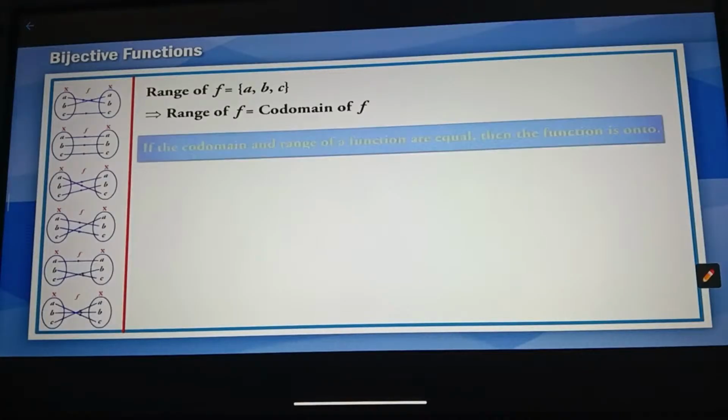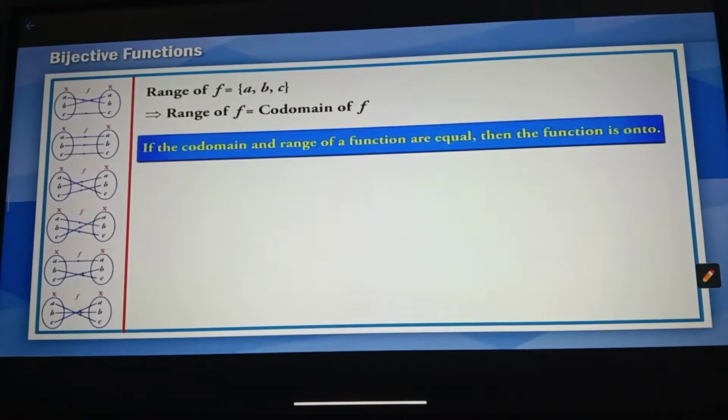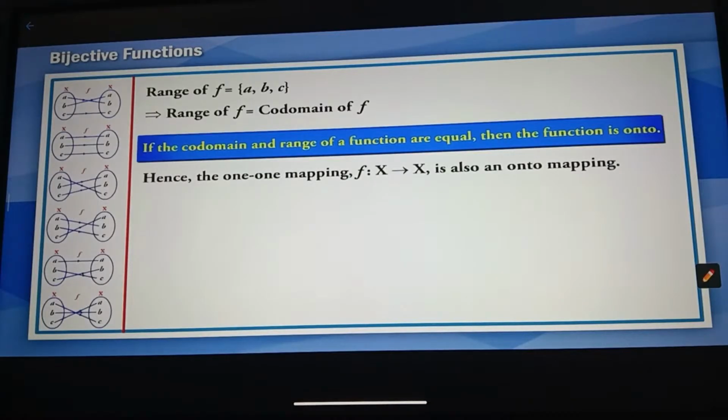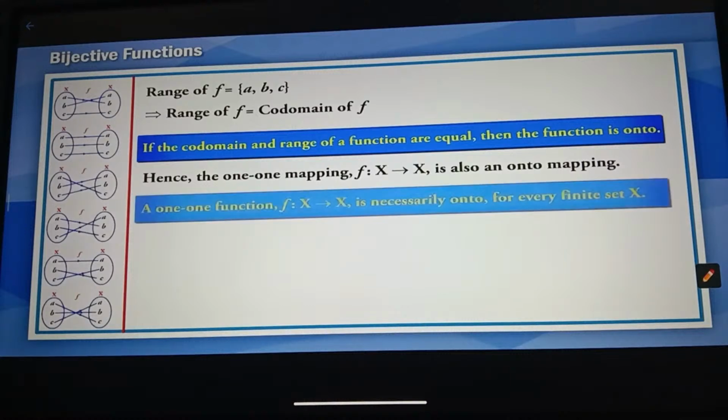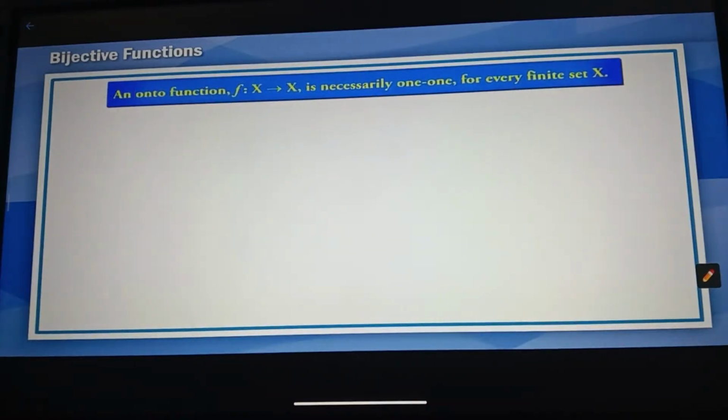Recall that if the codomain and the range of a function are equal, then the function is onto. Hence, the 1-1 mapping defined from X to X is also an onto mapping. More generally, for a finite set X, a 1-1 function f from X to X is necessarily onto. Also, an onto function f from X to X is necessarily 1-1. For every finite set X, let us prove it.